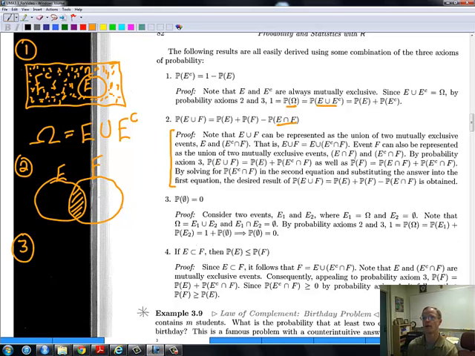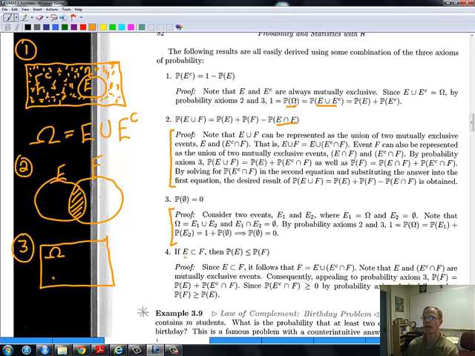Okay, third, probability of the empty set is 0. Okay, so the empty set is sitting inside of big omega, and it has 0 elements. Okay, so I think that should intuitively be 0. Here's a nice little proof. So please read.